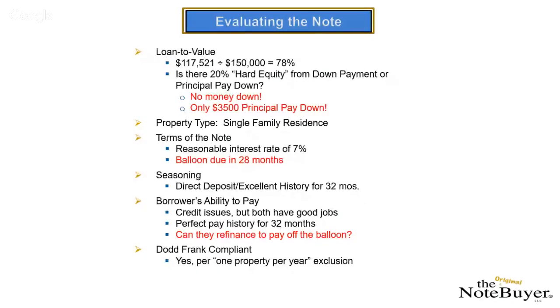So, needless to say, on this made up scenario, I'm not worried about them not being able to refinance in this particular situation. Then I look at, is it Dodd-Frank compliant? And yes, it is, because this definitely falls under the one property per year exclusion. This was the only note that the seller created, and the only one that she is selling. And yes, the taxes are current. Okay, so that's just a rundown of the evaluation. And like I said, if you have questions on that or want more information, please refer back to last month's video on evaluating a note.